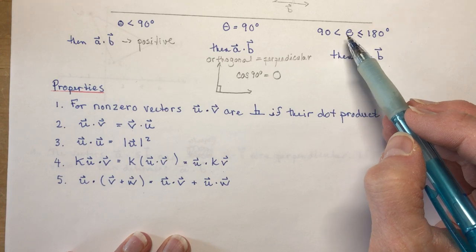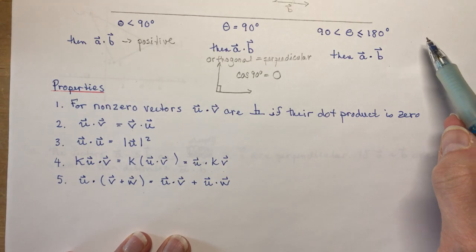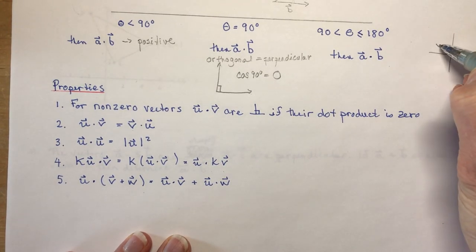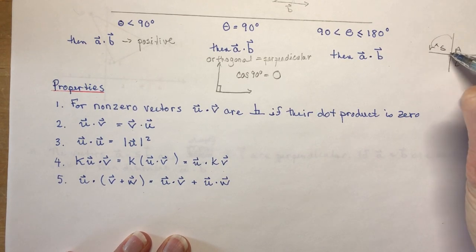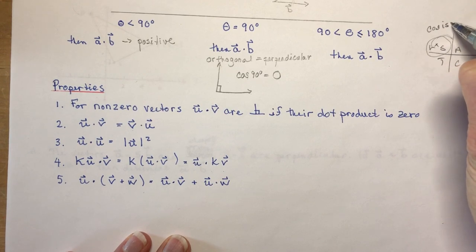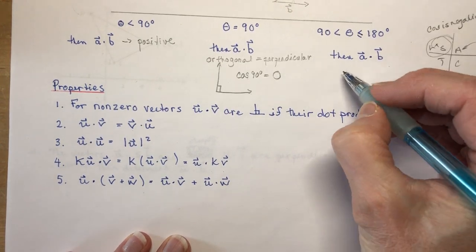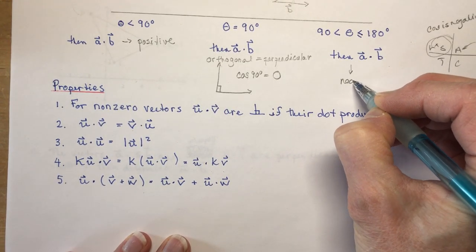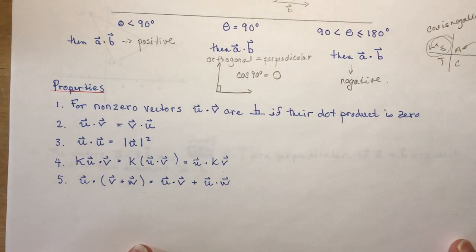Now remember that theta is between 0 and 180 degrees. So when I'm in this quadrant here, between 90 and 180 degrees, remembering your CAST rule for trigonometry, cos is negative, right? And just like I said for the first one, in that quadrant cos was positive, so we got a positive dot product. But in this quadrant, the dot product will be negative. And that's what you need to take away from this little explanation.